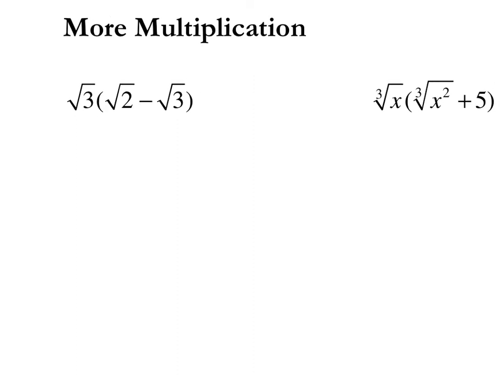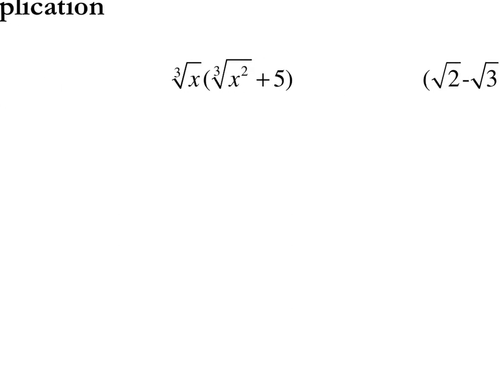Let's do more multiplication. This is the distributive property. We've got the square root of 3 times the square root of 2. That's the square root of 6. Minus the square root of 3 times the square root of 3. That's the square root of 9. Square root of 6 you can't do anything with, but the square root of 9 is 3. And that's it. You cannot combine those. One has a radical, one does not.